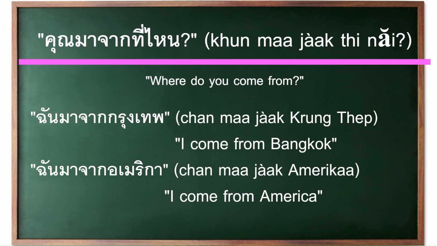And responses to คุณมาจากที่ไหน, where do you come from? If you're from a city or a recognizable place within a country, you might respond ฉันมาจากกรุงเทพ. I come from Bangkok. Or, if you prefer to give a more general answer, you might say ฉันมาจากอเมริกา. I come from America.